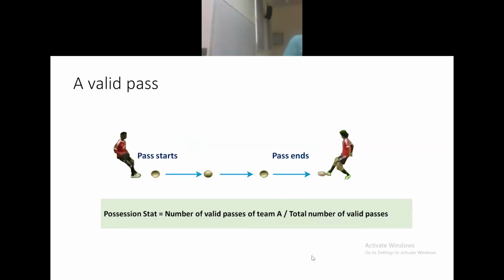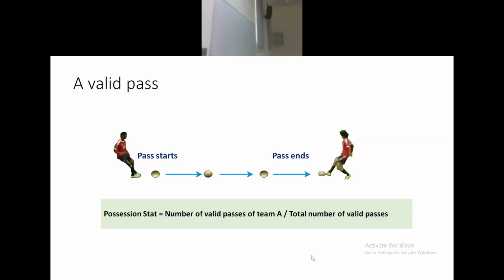There is, in literature, yet another method to calculate these ball position statistics, and that's based on the valid pass. Position statistics are calculated as the number of valid passes of a team divided by the total number of valid passes. And what is the definition of a valid pass? That is very important: a player kicks a ball, it goes out, and it ends at the other player's foot.